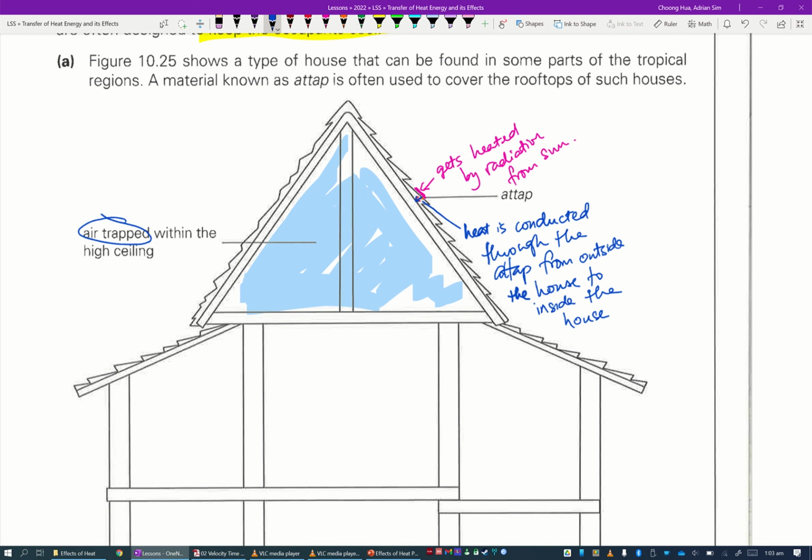So whatever heat that has gotten through the Attap in your part 1 has now to face a layer of trapped air, which reduces the rate of heat conducted through the trapped air to the inside of the room. So in this way, it helps to keep the room cool for a longer time.